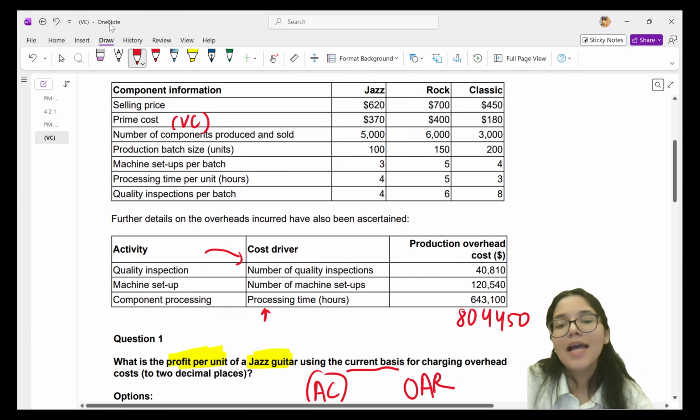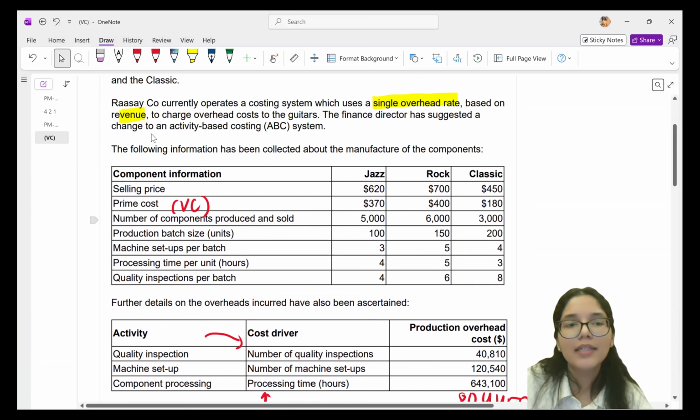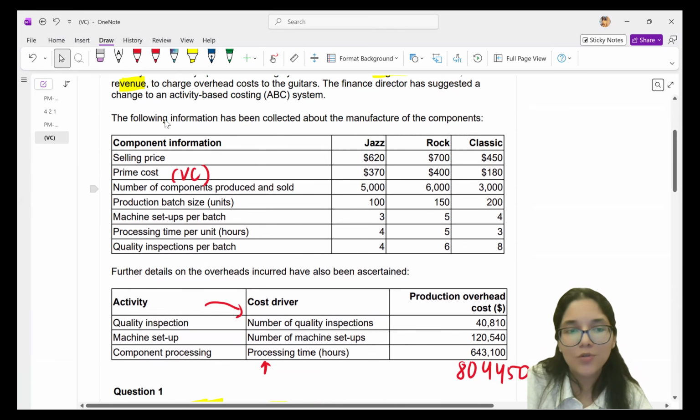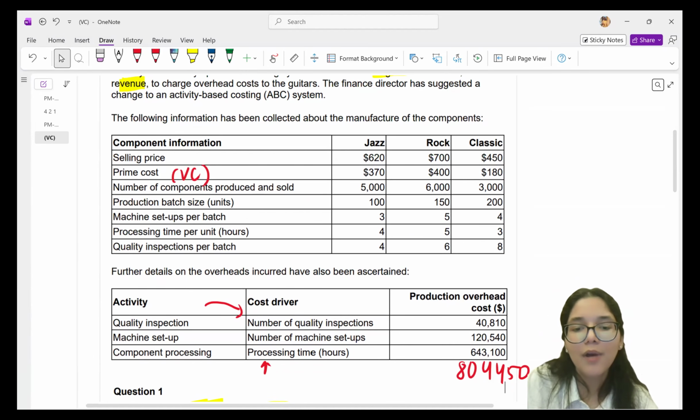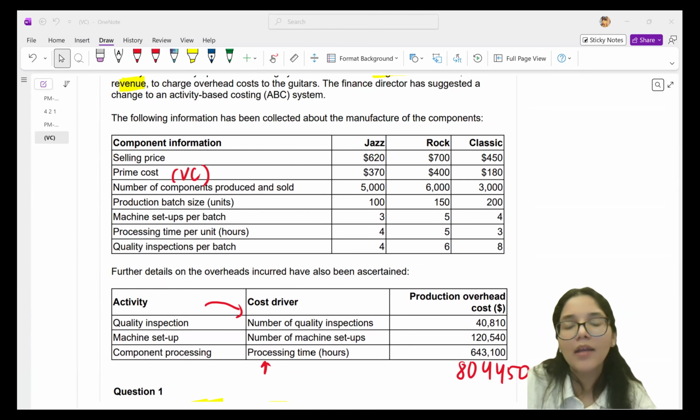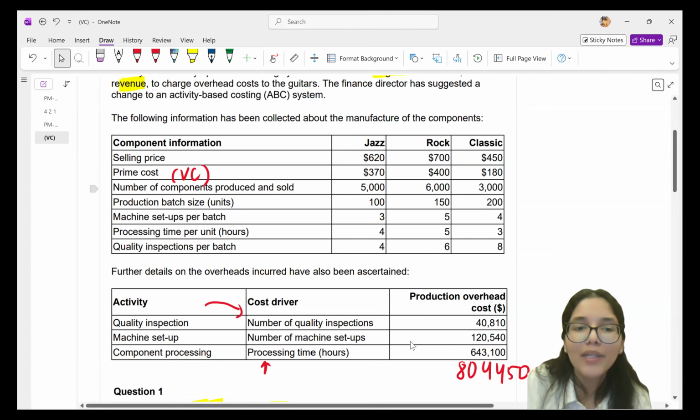804,450. Now this I have to find out, as it's divided on the basis of revenue. So I need to find out my total revenue. How can I get to know about that? Simply whatever I'm charging per unit multiplied by the number of units that I am selling. This is the number of units and this is the selling price per unit.